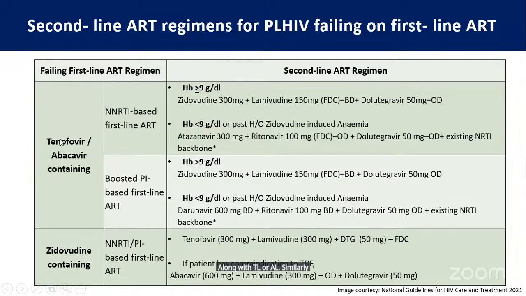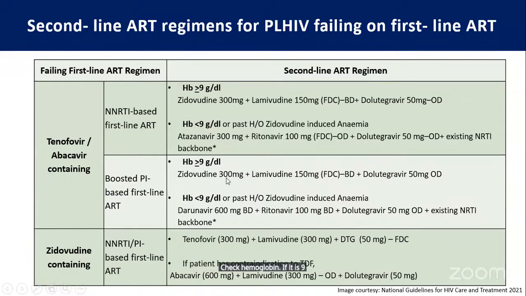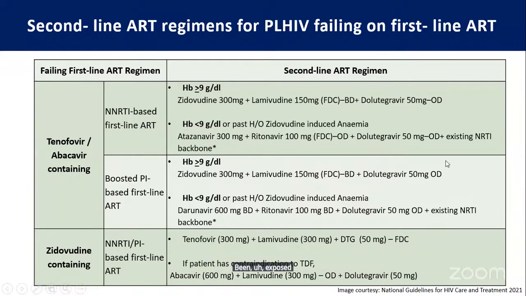Similarly, for the NRTI backbone, once again, we try to accommodate zidovudine, check hemoglobin. If it is 9 and above, move on to ZL plus dolutegravir because the person has not been exposed to INSTI. So dolutegravir is the preferred drug.